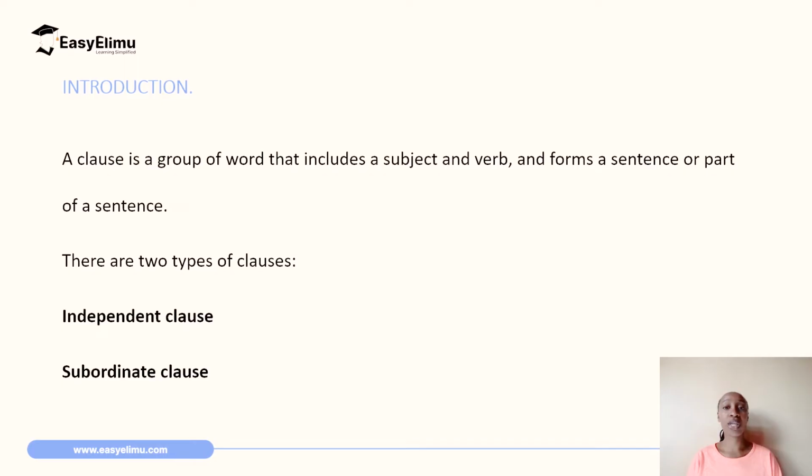So remember when we learned about compound sentences and complex sentences, we learned what a clause is. Remember we said that a clause is a group of words that form either a complete sentence or a part of a sentence. We said a clause includes a subject and a verb. And then we also said that there are two types of clauses, that is the independent clause or the main clause, and the subordinate clause, also known as the dependent clause.